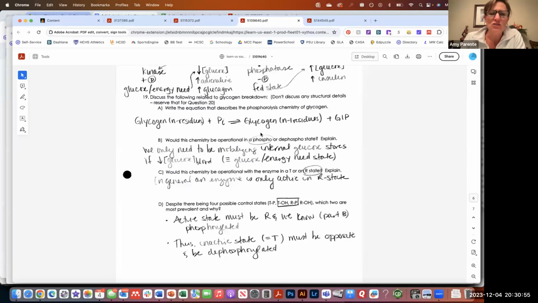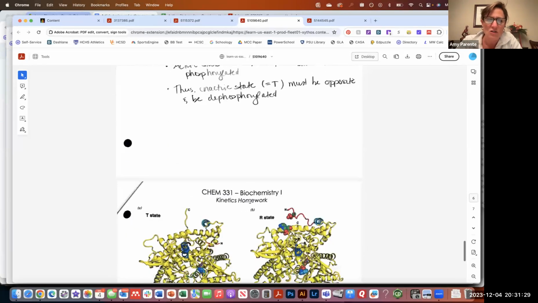Again, this would be happening under a phospho system. We shouldn't be breaking down glycogen if we're in a fed state. And we would predict then that this enzyme would be R state. So considering the fact that we've got R state, T state, phospho, dephospho, there are four possible combinations of states that we have. We'll look at the next picture here in just a minute, but understand that it funnels itself into two states. We're going to be R state and phosphorylated, or T state and dephosphorylated. And we can look at the structure of that enzyme to understand why.